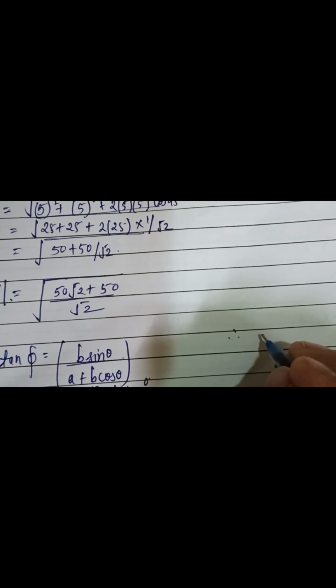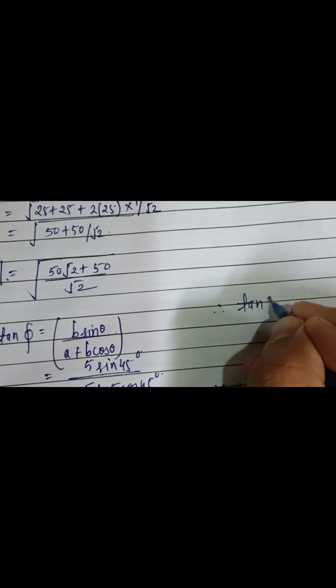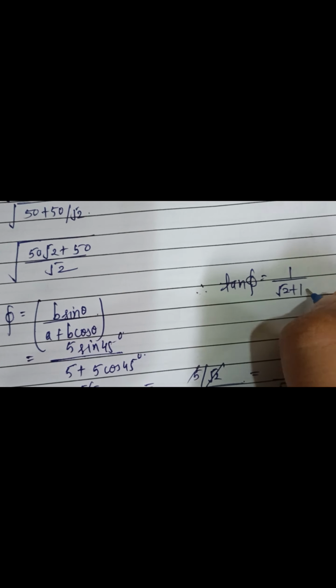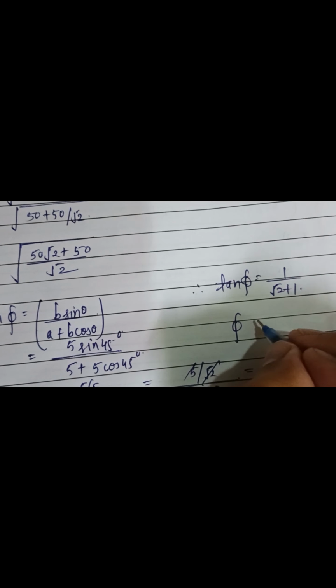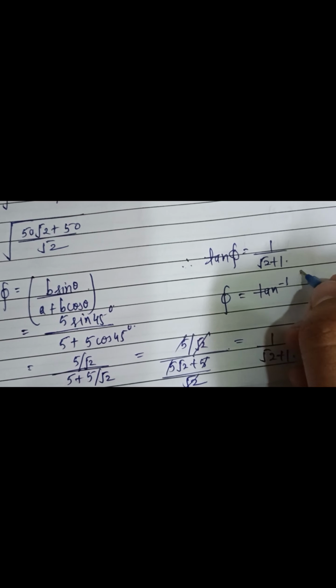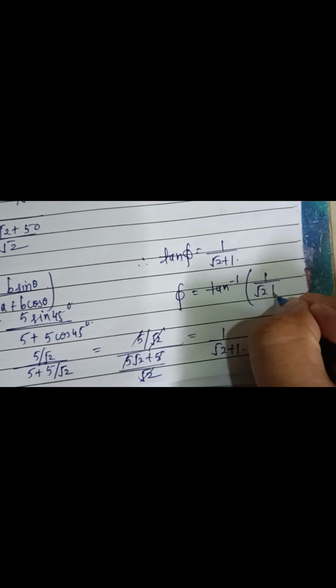Therefore tan phi is equal to 1 upon under root 2 plus 1. Therefore angle phi is equal to tan inverse of 1 upon under root 2 plus 1.